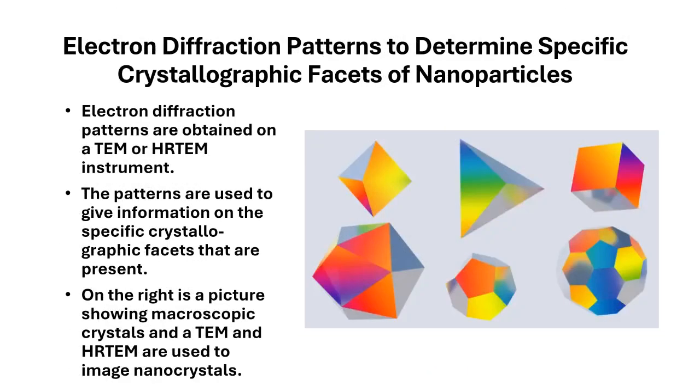Electron diffraction patterns are especially useful if you're trying to figure out the specific crystallographic facets that are present in the nanoparticles. The electron diffraction patterns can be obtained either by using a TEM or a HRTEM. The patterns give information on the specific crystallographic facets that are present. For example, tetrahedral nanoparticles are composed entirely of 111 facets, while cubic nanoparticles are composed of entirely 100 facets, and nanorods contain 110, 100, and 111 facets depending on the location of the nanorods.